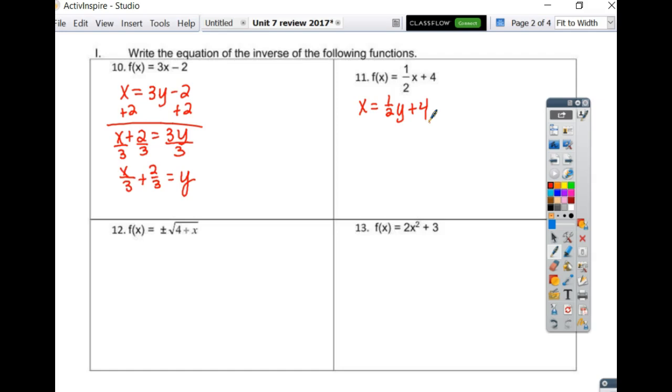What's the denominator of the fraction? So multiply both sides by 2. So I get y plus 8. Now there's no more fractions. Now you don't have to whine about this. Subtract the 8.